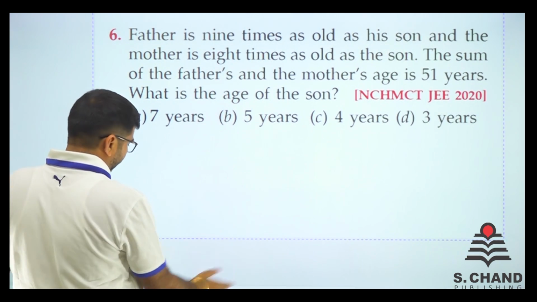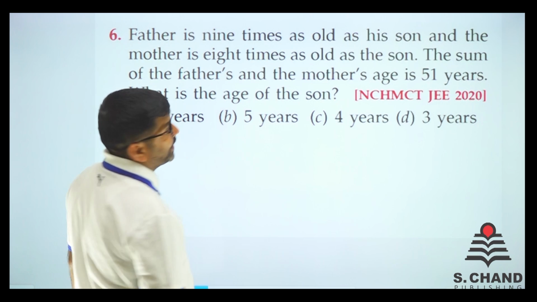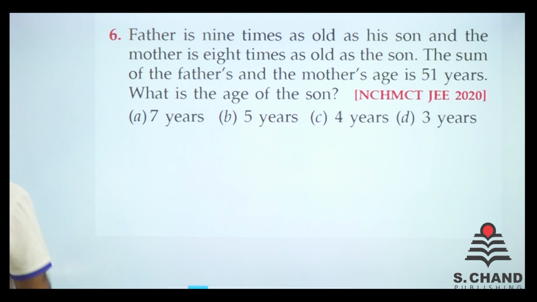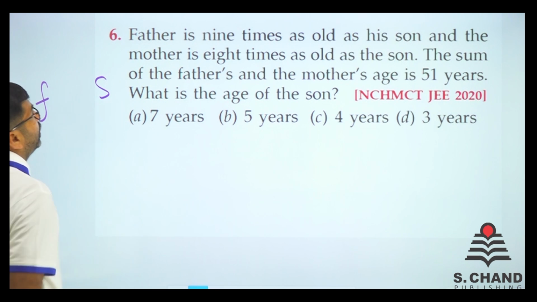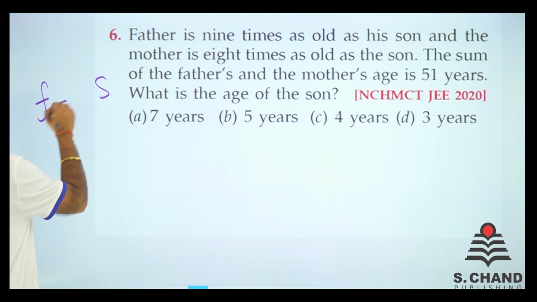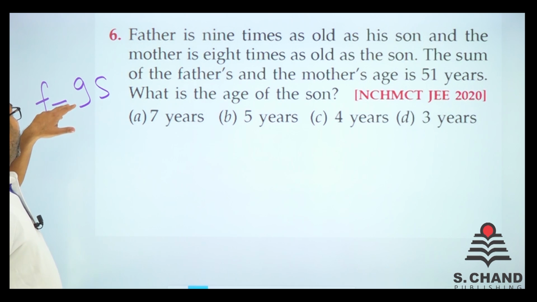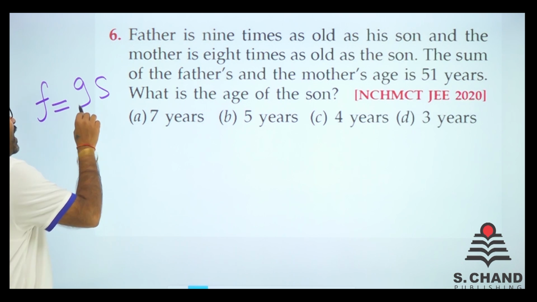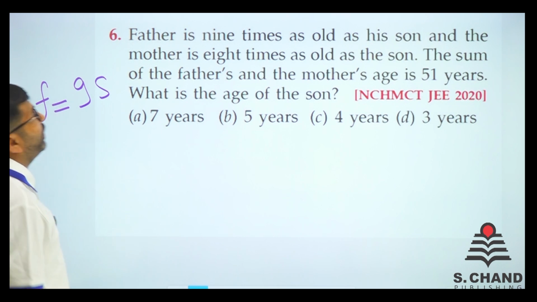Okay, what does it say? It says father is 9 times as old as his son. So, I consider father's age is F and son's age is S, and father is 9 times S, because if it is 9 times S, that means 9 into this S, that is son's age, is equal to father's age.